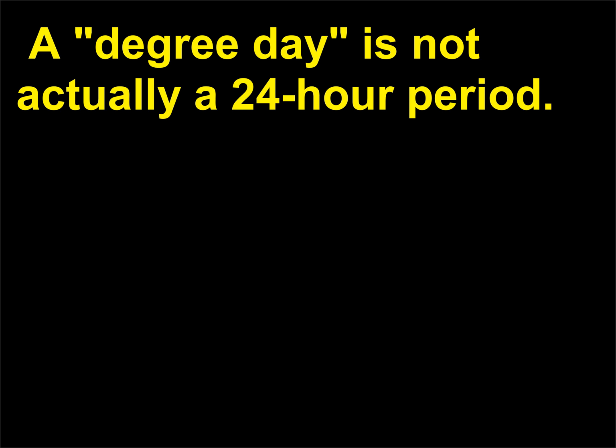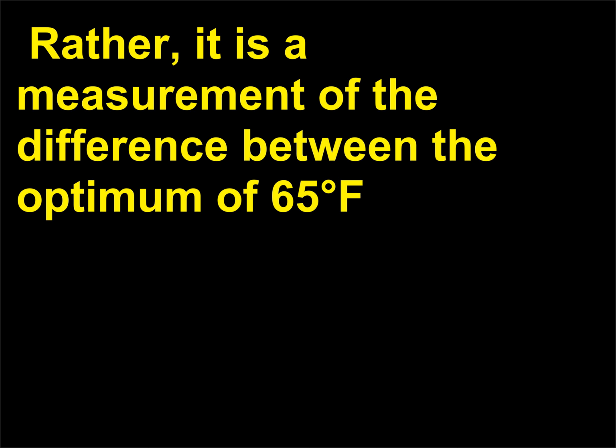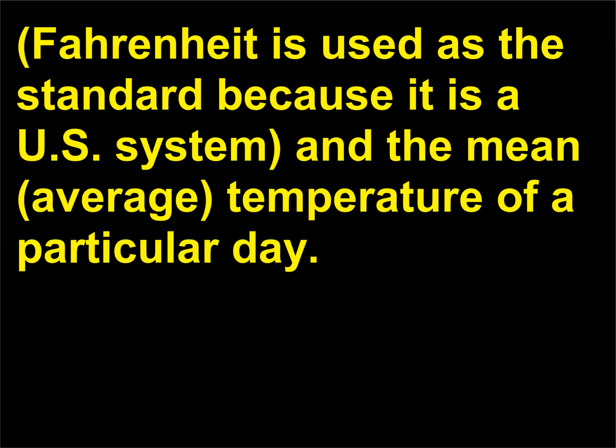A degree day is not actually a 24-hour period. Rather, it is a measurement of the difference between the optimum of 65 degrees Fahrenheit, which is used as the standard because it is a US system, and the mean, average, temperature of a particular day.